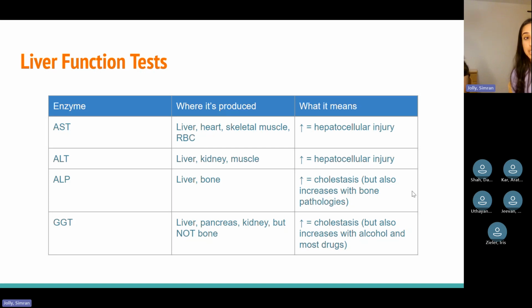And then you've also got GGT. It's produced in your liver, pancreas, and kidney, but not in your bone. When it's increased, it also implies cholestasis, but it can also increase with toxins, so alcohol and drugs. So it's important to look at ALP and GGT together. If ALP, for example, is raised and it's an isolated rise, you can think of things other than a liver pathology.